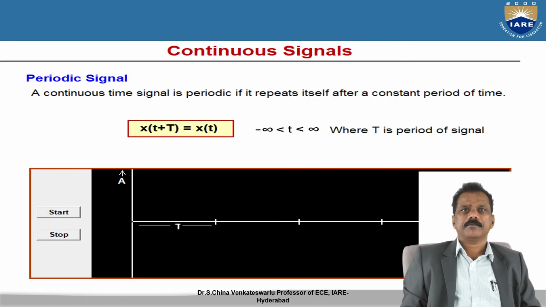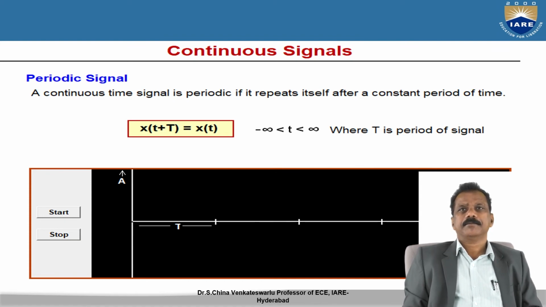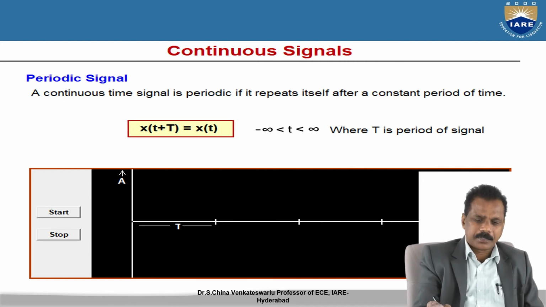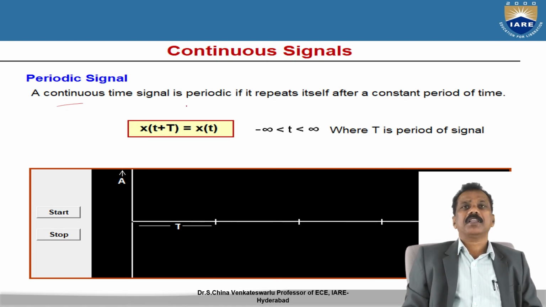Now coming to continuous time signals, periodic and aperiodic. How do we verify a periodic signal? A continuous time signal is periodic if it repeats itself after a constant period of time. So this is the theoretical aspect of the periodic signal: a continuous time signal is periodic if it repeats itself after a constant period of time.